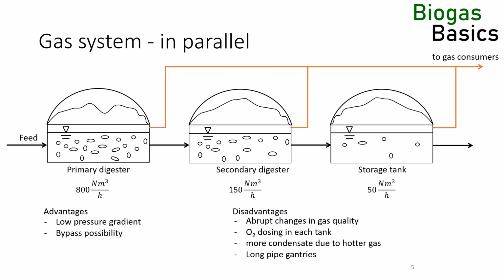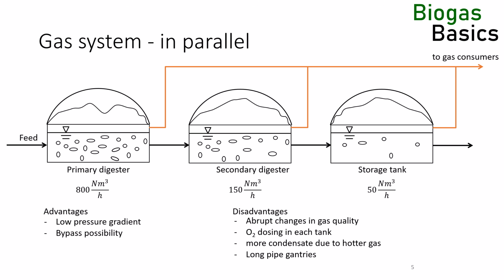Alternatively, the tanks can be connected in parallel. Advantages and disadvantages flip compared to the serial connection. The pressure gradient decreases over the plant. All digesters are connected to one header pipe, which carries the gas to the consumers. The pressure drop in a pipe depends on the square of the volume flow, as we will see later. Because the flow out of the secondary digester and storage tank is very small, the pressure drop in the pipe is very low and the pressure in the respective tanks is mostly the pressure in the header pipe. Bypassing a digester is easy. Simply valve off the respective digester and the other tanks can continue to flow gas to the gas consumers.